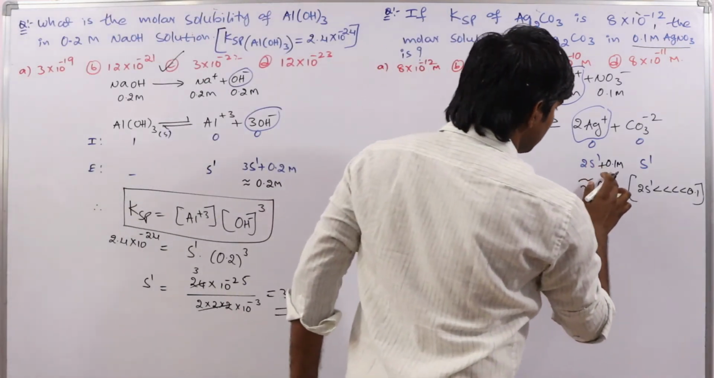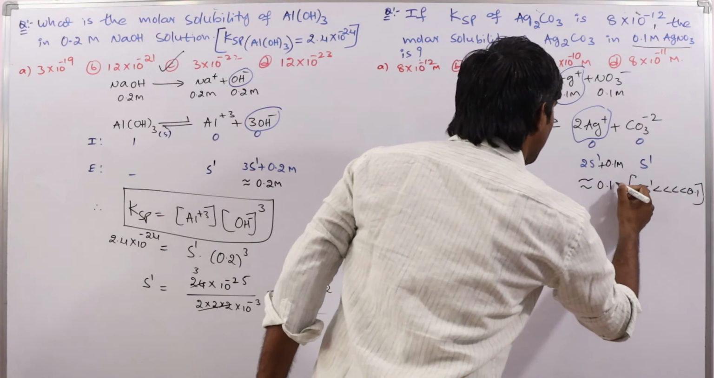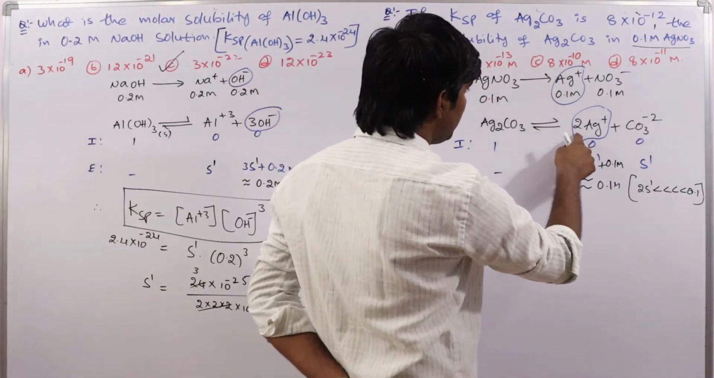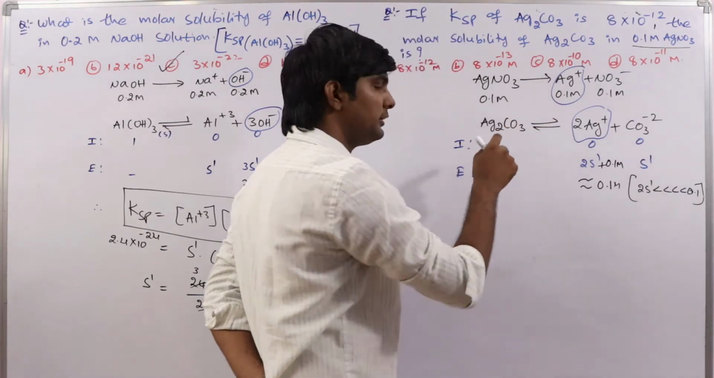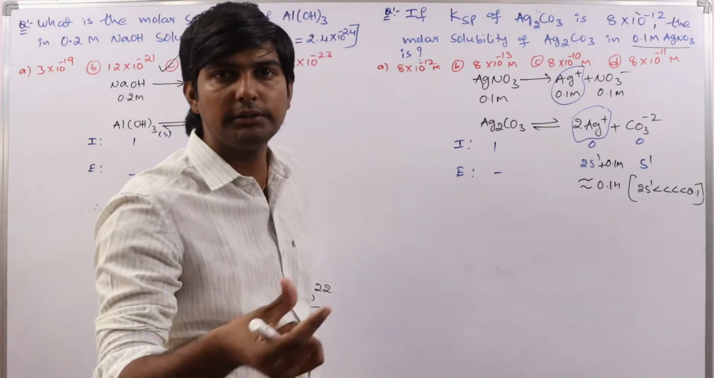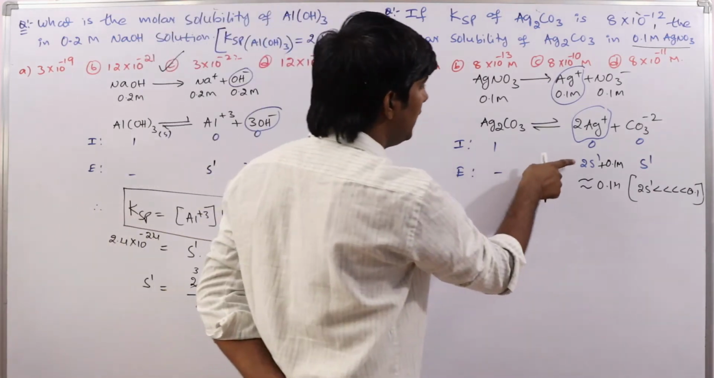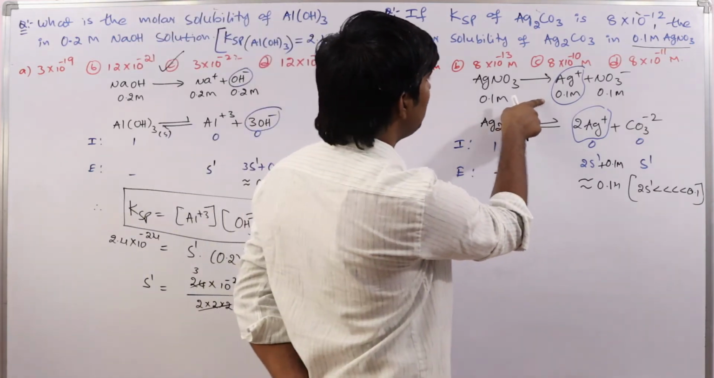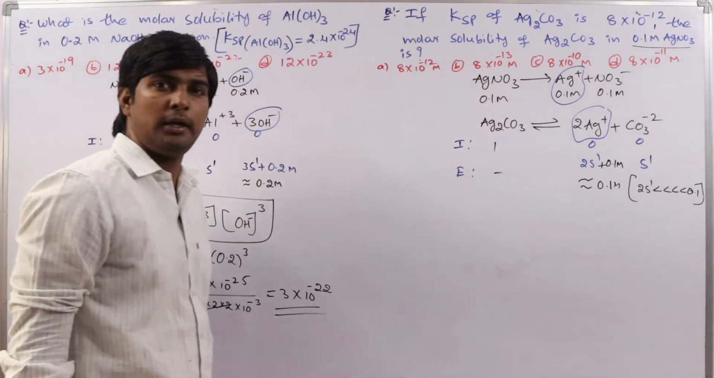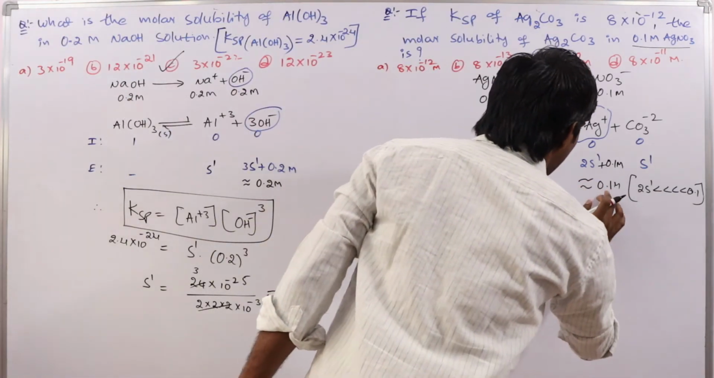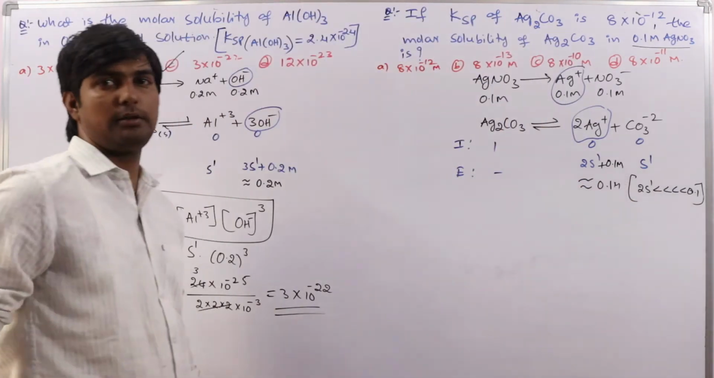Clear? So now, why are we taking only 0.1 molar? What is the reason? Because Ag plus ions come from both the substances, but Ag2CO3 is giving a very small number of silver ions, so that's why its concentration is negligible when compared to the silver ions donated by the AgNO3 to the solution. Okay, so that's why we are taking this approximation.